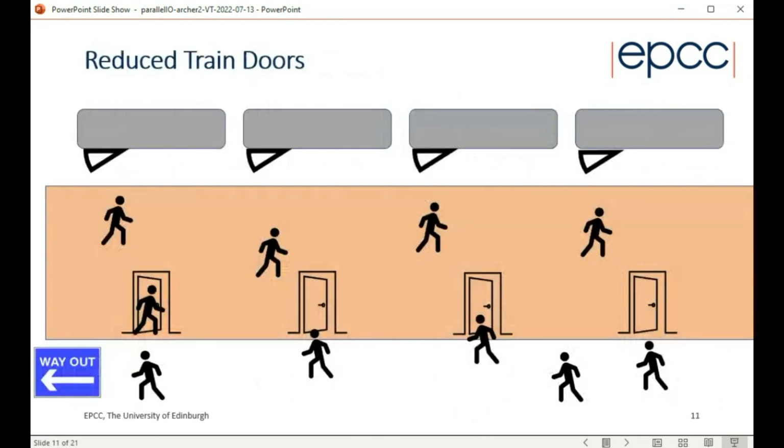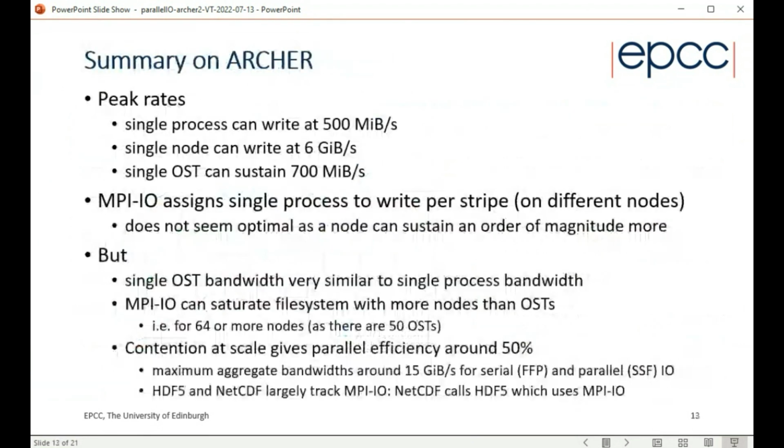So what MPI-IO would say here is, I have 4 disks. If I write with a single shared file, I should then nominate 4 carriages as the disembarkation carriages, and open 1 door per carriage. That means people on more nodes have to funnel in here. People have to come in from all the other carriages, but the internal bandwidth could cope with that. So on Archer, MPI-IO assigns a single process to write per stripe.